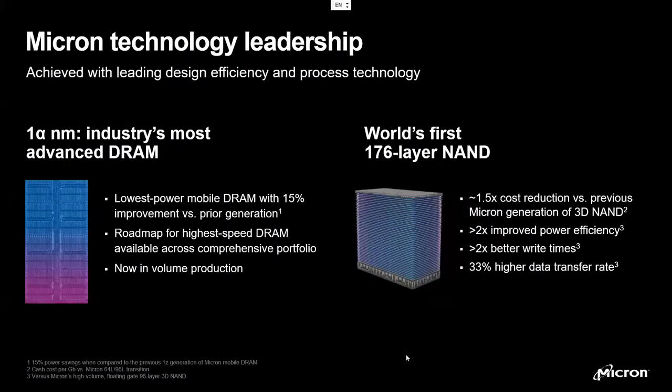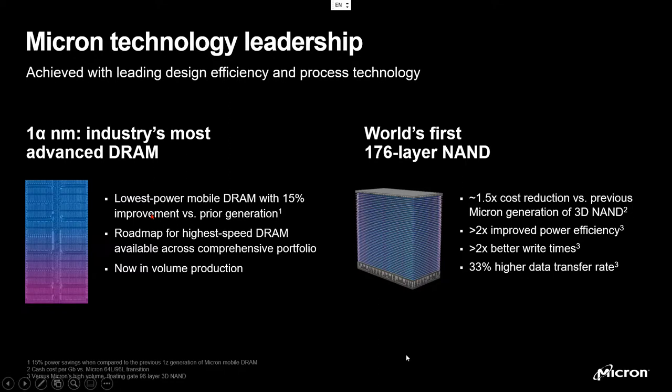So the next interesting bit I'd like to share is the technology leadership that we have behind the two most important products that we produce. If you look at the left-hand side, it will be the DRAM, right? Everything that you can think of requires memory. And we have introduced the industry's most advanced DRAM, we call it the 1-alpha nanometer. So this particular node actually allows us to achieve many, many advantages.